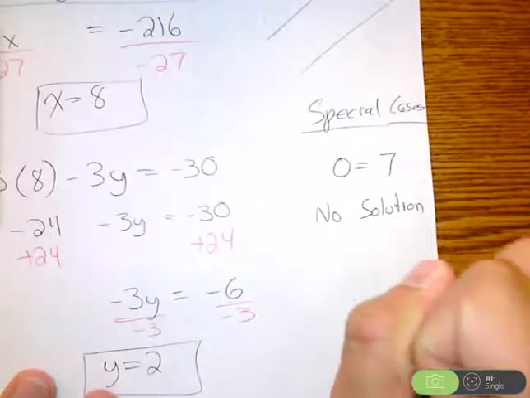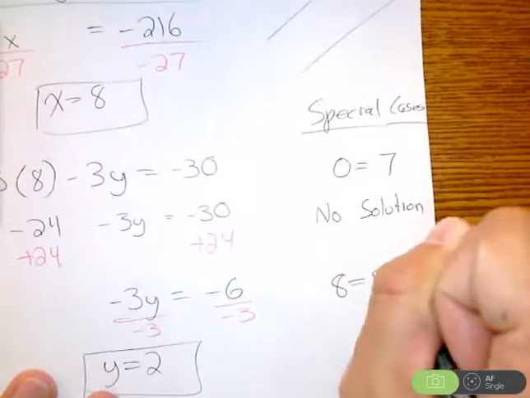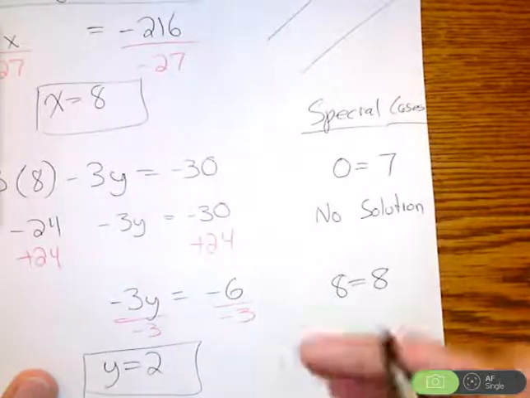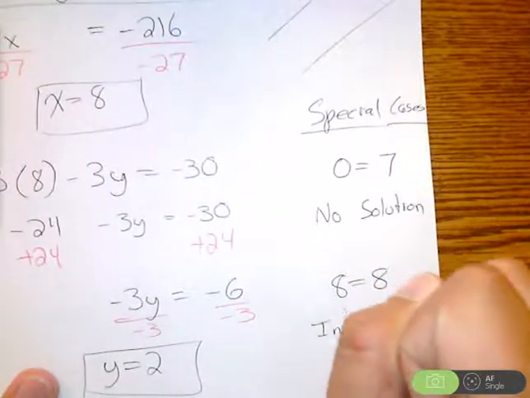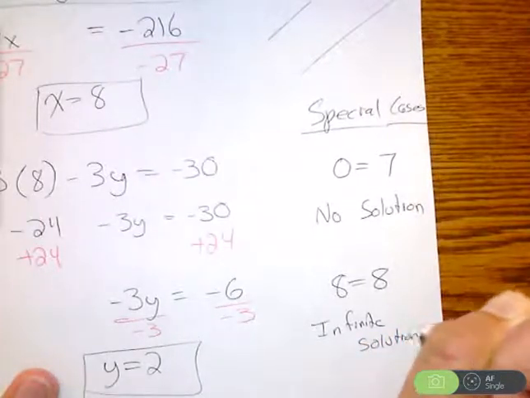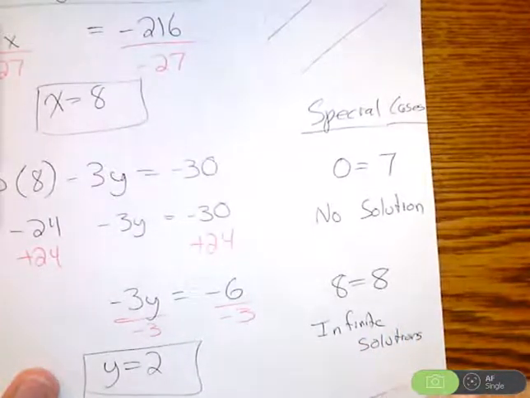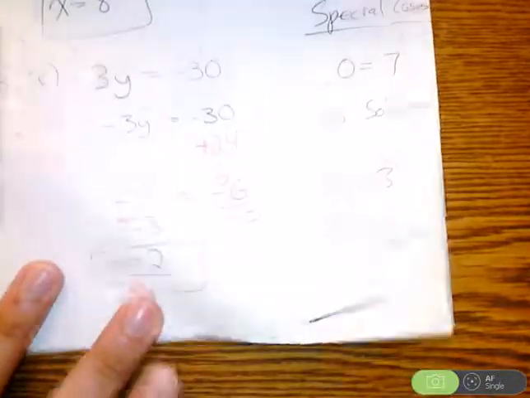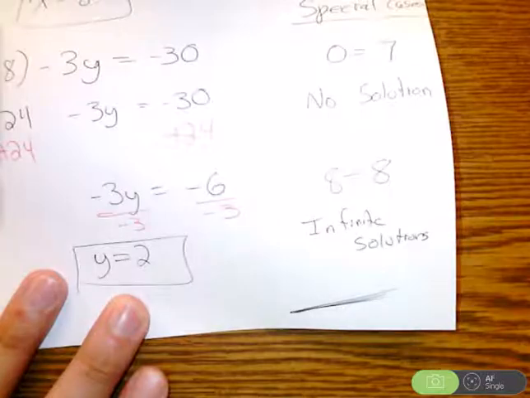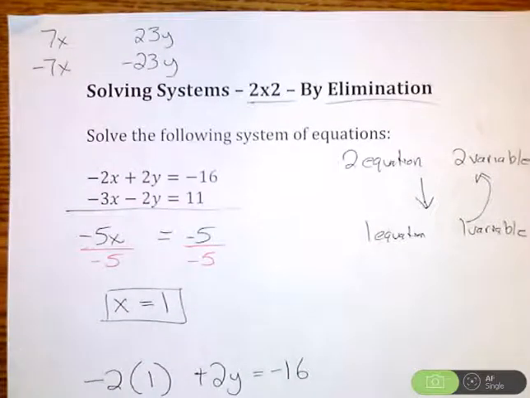The other case you can get is something like, say, 8 equals 8. Well, is 8 equal to 8? Yes, it is, always, no matter what happens, always equal to 8. What this means is infinite solutions. And what does that mean? Well, graphically, it means you just had a system of two of the same line. They're just overlapping each other, so they intersect everywhere. That was a quick overview of solving systems by elimination.